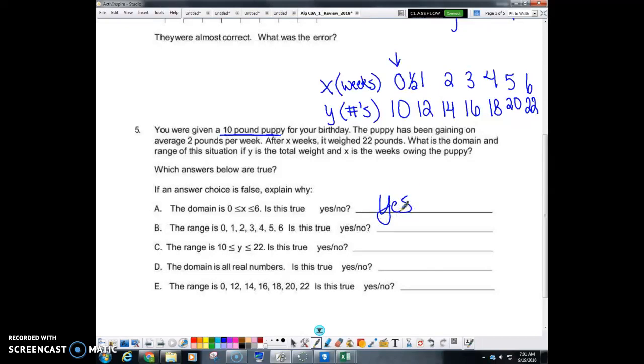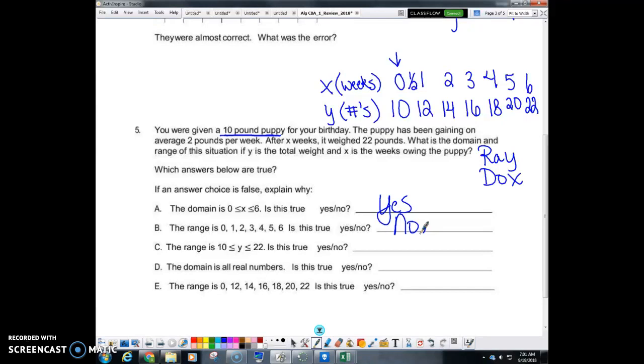Now let's look at the range. Remember, range is Y, domain is X. So the range is 0, 1, 2, 3, 4, 5, 6. Well, our range over here is telling me it's 10, 12, 14, 16, 18, 20, 22. So no, that is incorrect.